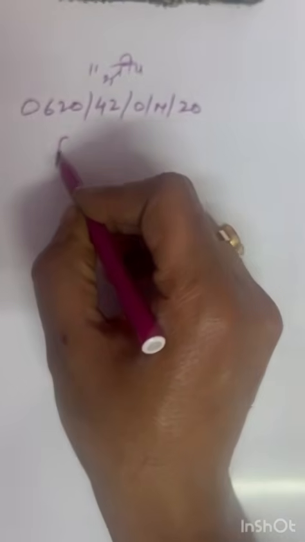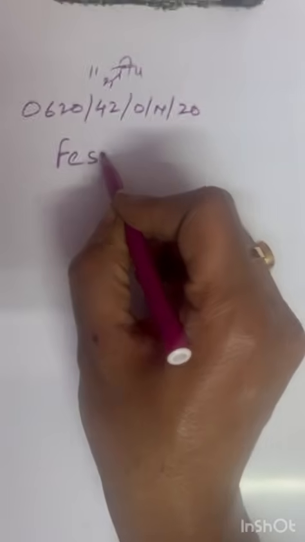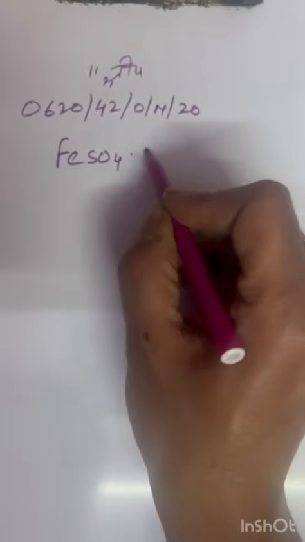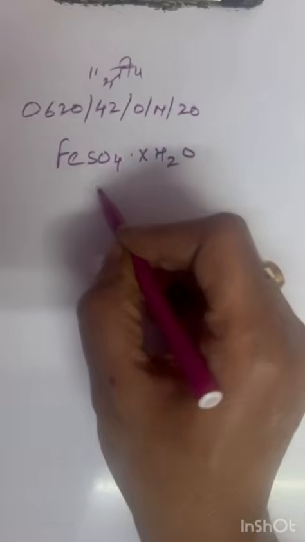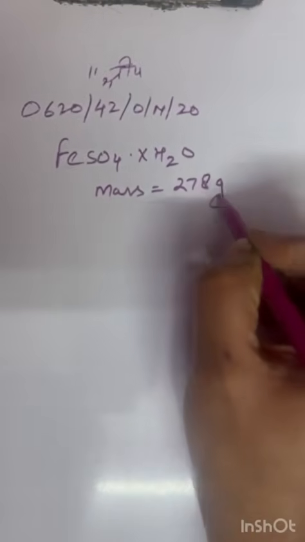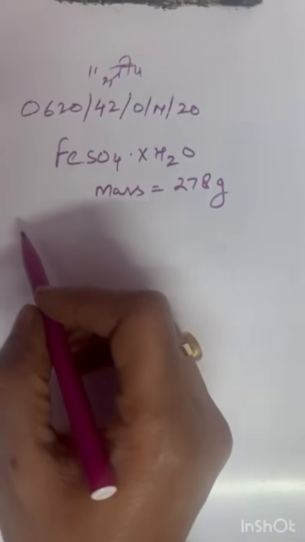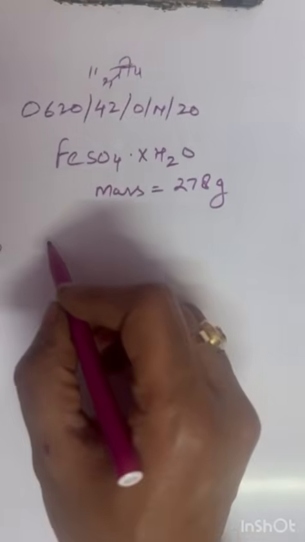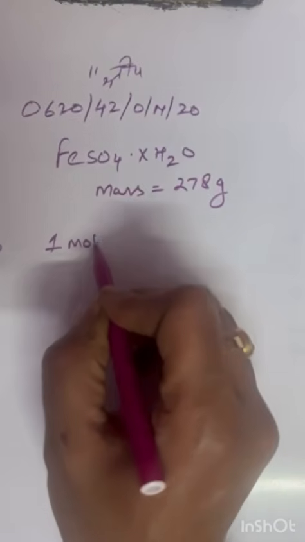In this question, the student found that 1 mole of hydrated iron(II) sulfate crystal, that is FeSO4 dot X times H2O, provided mass is 278 grams.